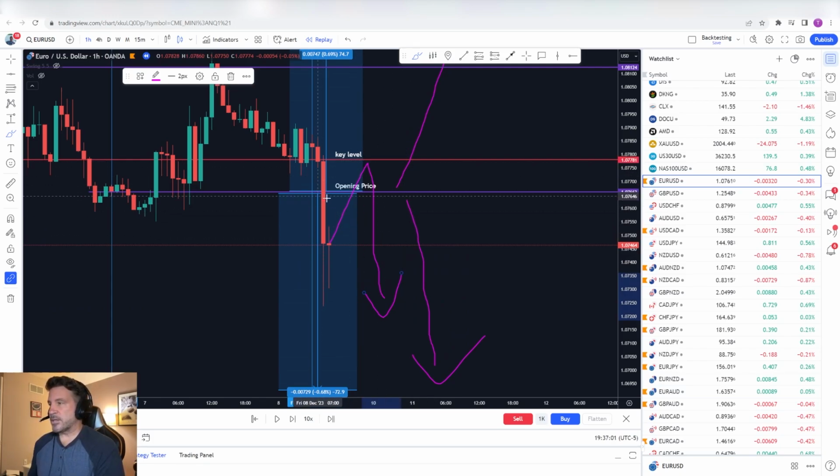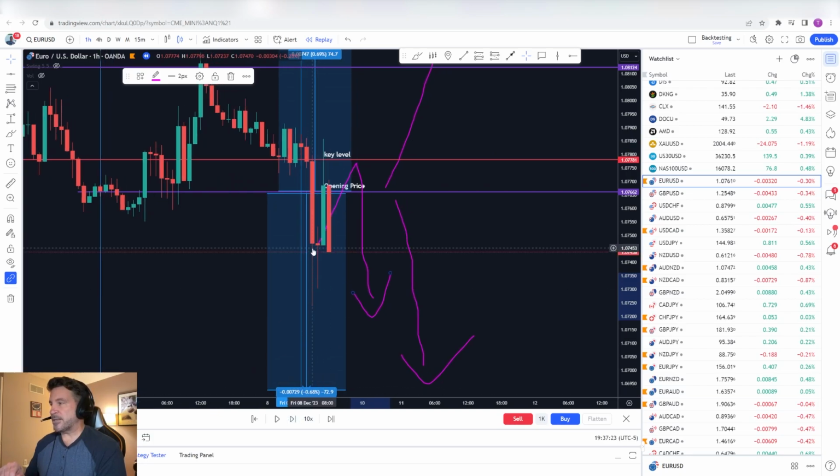And then, of course, after this candle happened, I really didn't think price was going to come up much higher than this particular level, and it didn't. Now, I didn't take a trade on this particular day. There was a setup, but it wasn't exactly what I was looking for, so I decided to sit out that particular day.